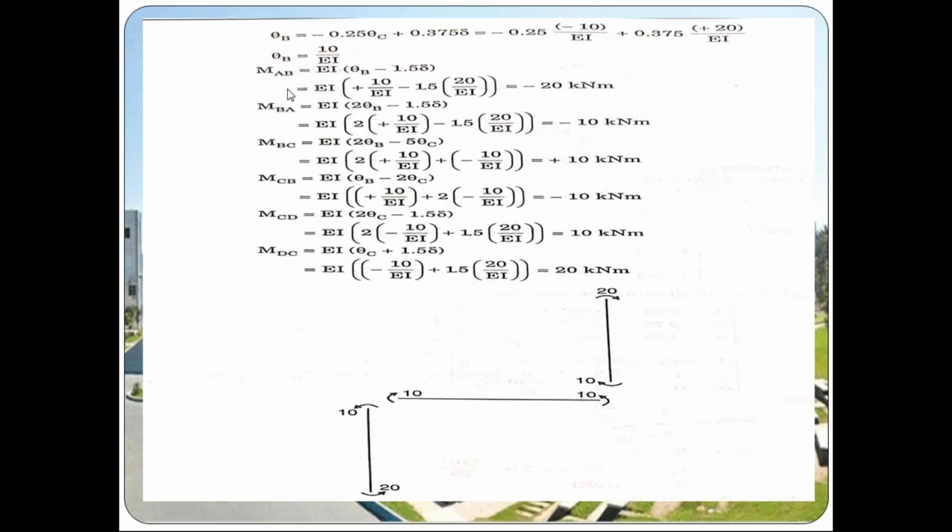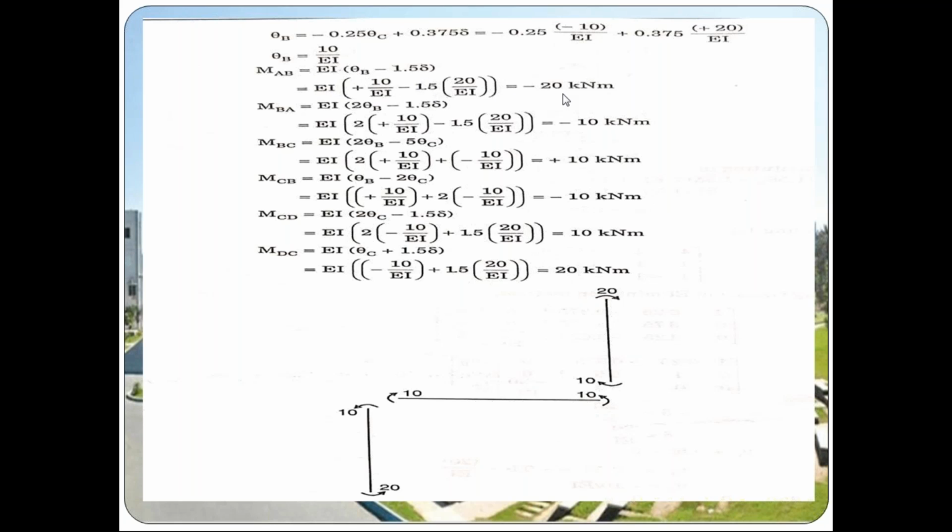After calculating the unknowns theta B, theta C, delta, the next step is calculation of final moments. Step number 4 is calculation of final moments. We are going to substitute the unknowns in the slope deflection equation, that is MAB. We derived an equation for MAB: MAB is equal to EI into theta B minus 1.5 delta. So we are substituting theta B and delta in the MAB equation, and after substituting, we'll get the MAB value.